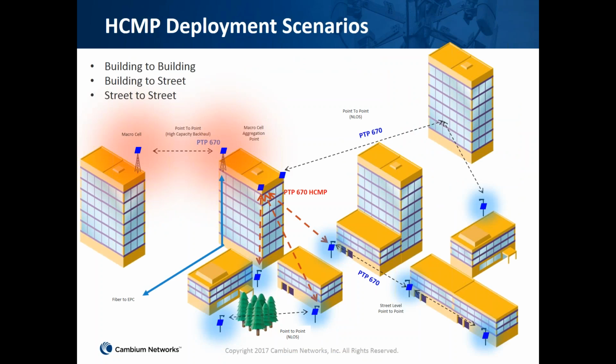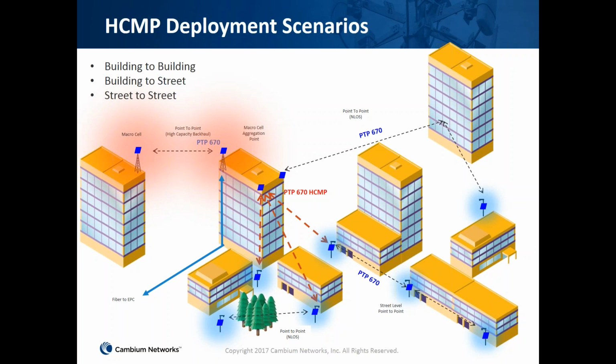This would be a typical deployment of a HCMP. This would be a building to street approach. You can use it for building to building as well as street to street, but this illustrates how you would use a HCMP. Say you have a HCMP radio, which is marked in red, on top of a building, and then you have 3 street deployments which cover maybe video surveillance of a particular building in a particular location.